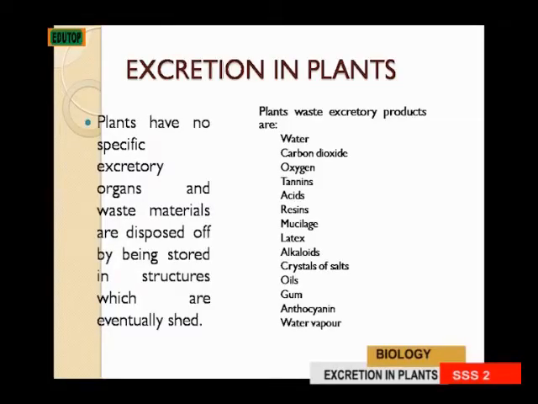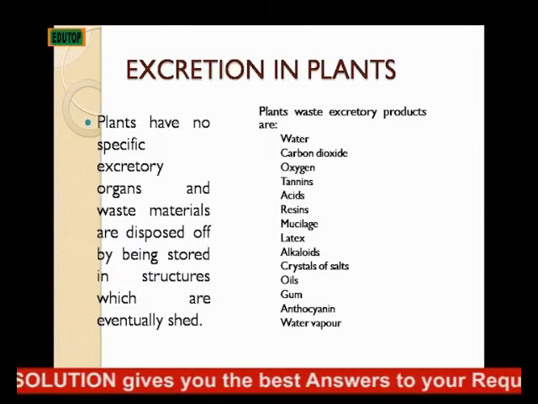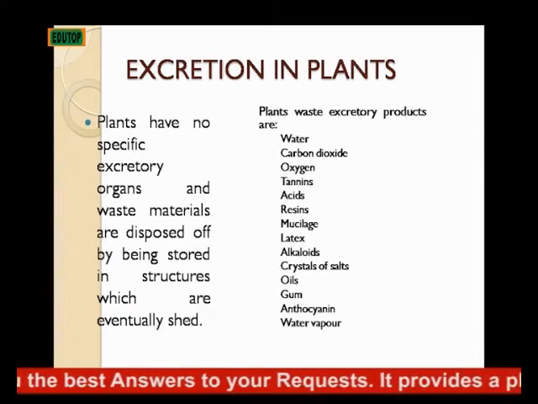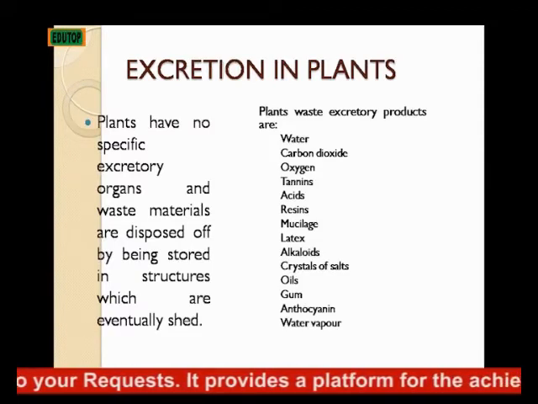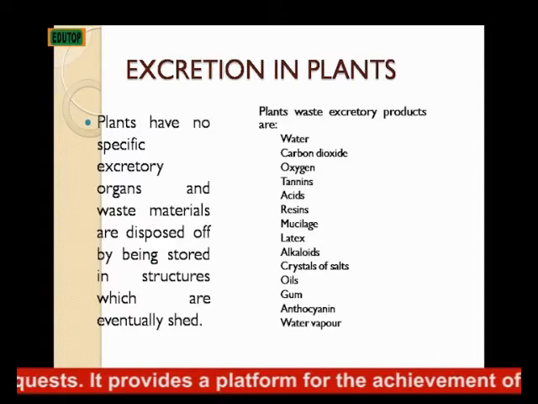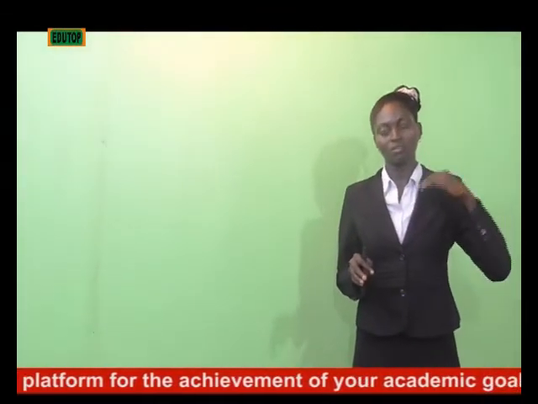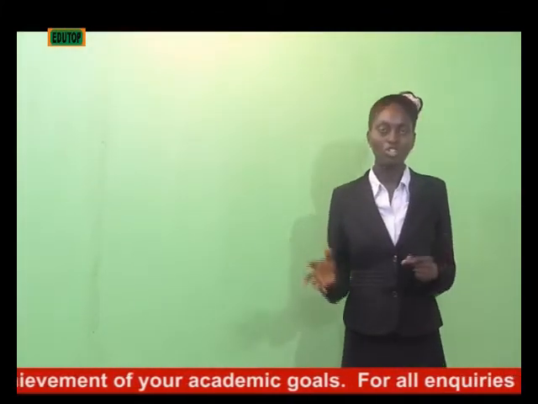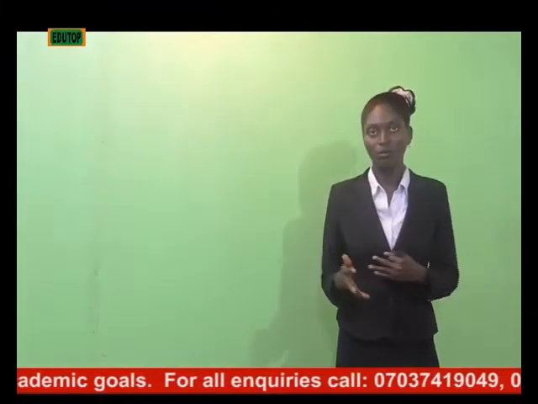Excretion in plants. Plants have no specific excretory organs, and waste materials are disposed of by being stored in structures which are usually shed eventually. So the plants don't have specific excretory organs. You can't say, okay, this is a particular organ for excretion in plants, but they keep their waste products in structures that eventually fall off the plant. So that's a means of excretion in plants.